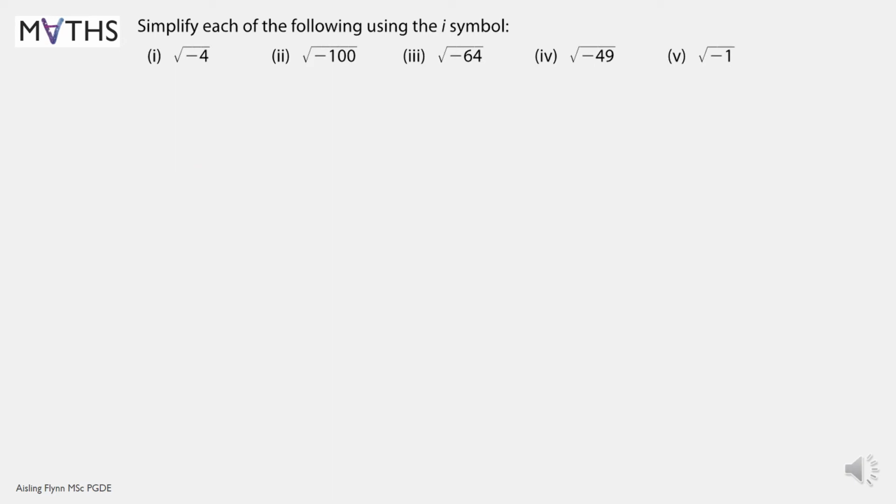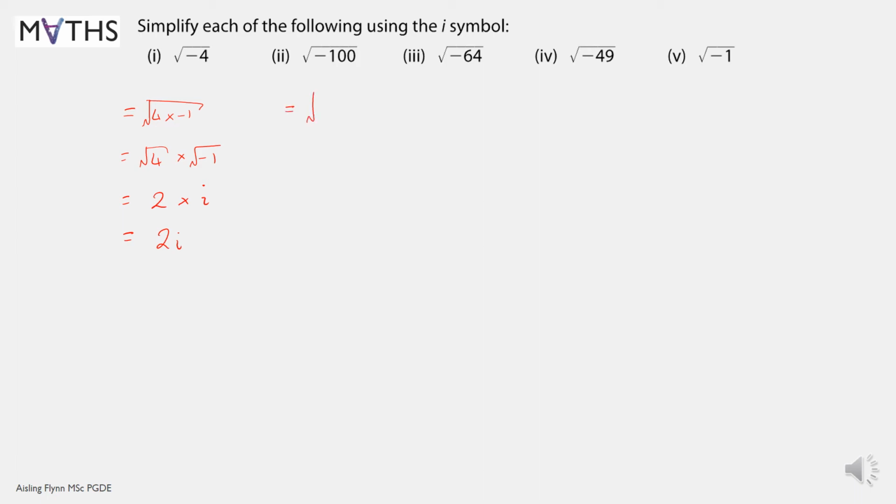Okay, so simplify each of the following using the i symbol. Taking the first one, instead of root minus 4, we can write it as root of 4 times minus 1. And we could separate those: root 4 times root minus 1. We know the square root of 4 is 2, and the square root of minus 1 is i, so our answer is 2i. Okay, now as you get more familiar with it, we can skip a few steps.